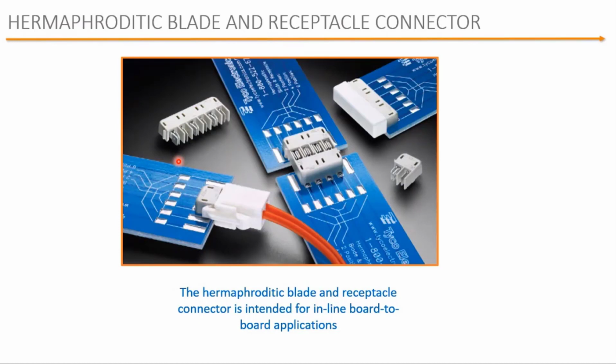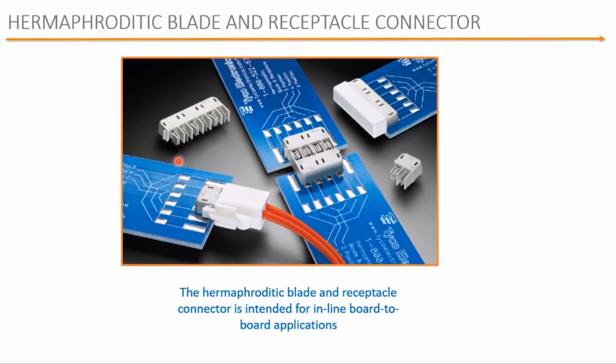They have a current rating of 6 amps. Because they're hermaphroditic, there's only one part that the customer needs to purchase. So they're doubling their volume for the application, and they're eliminating a part number from their system.